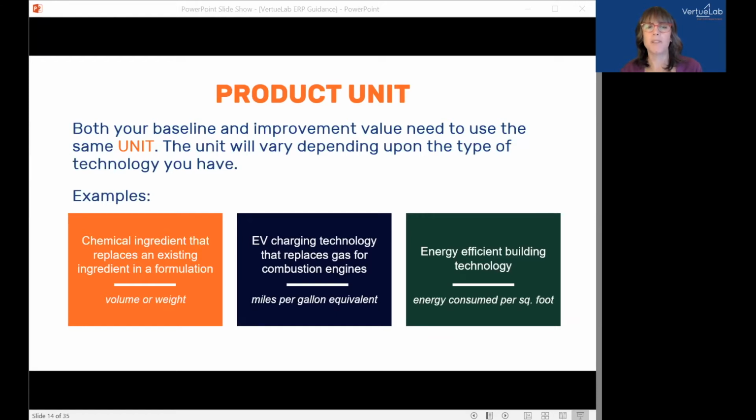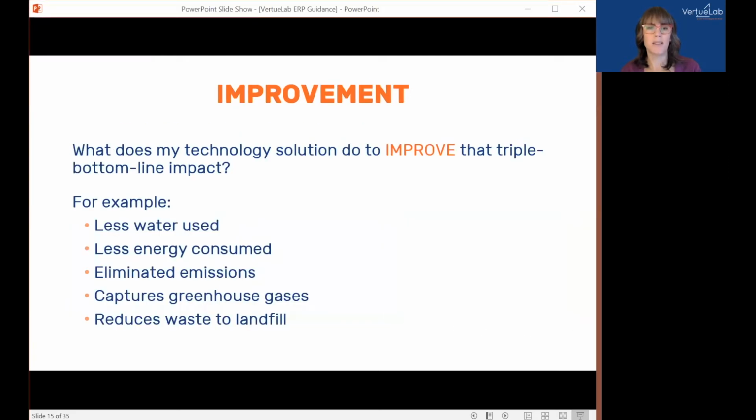Often the unit for comparison is not the unit that you sell, such as a sensor that informs building controls, but the function that unit offers, such as the energy consumed per square foot of buildings with or without the system in place.